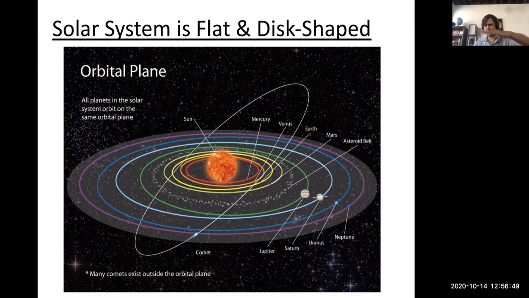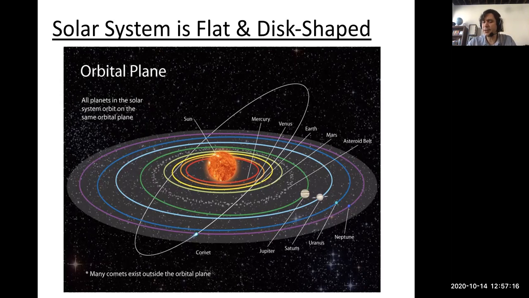There is a little bit of inclination, I'll show you that here in a second, where they might go above or below this plane because it's a three-dimensional solar system, it's three-dimensional space. But for the most part, they all lie in the same plane. So we say our solar system is flat. And since all the orbits are roughly circular in shape, we say that it's disc-shaped. You can almost picture it like a flat plate.